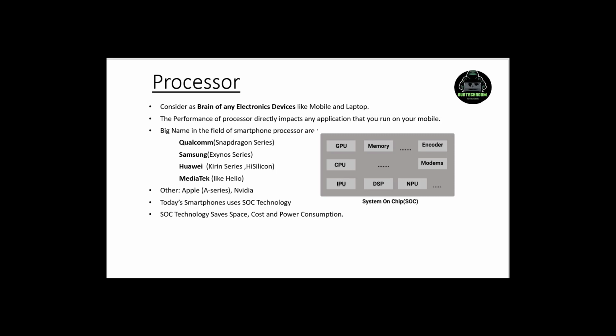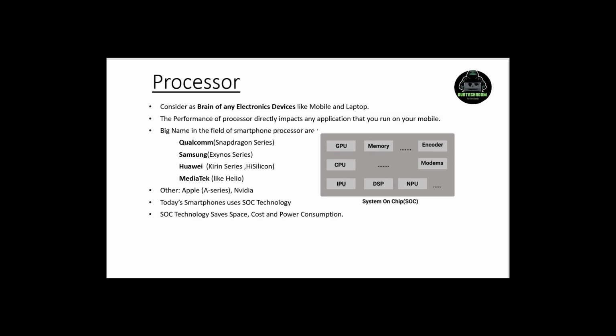As we know, the processor is one of the important parts of any electronic device. The performance of the processor directly impacts any application that you run on your mobile phone, like good camera functionality, and high-intensity graphics-based games require a good processor. Big names in the field of smartphone processors are Qualcomm, developing the Snapdragon series; Samsung, developing the Exynos series; Huawei, developing the Kirin series; HiSilicon series; MediaTek, developing Helio; and other brands like Apple, developing the A series, and NVIDIA.